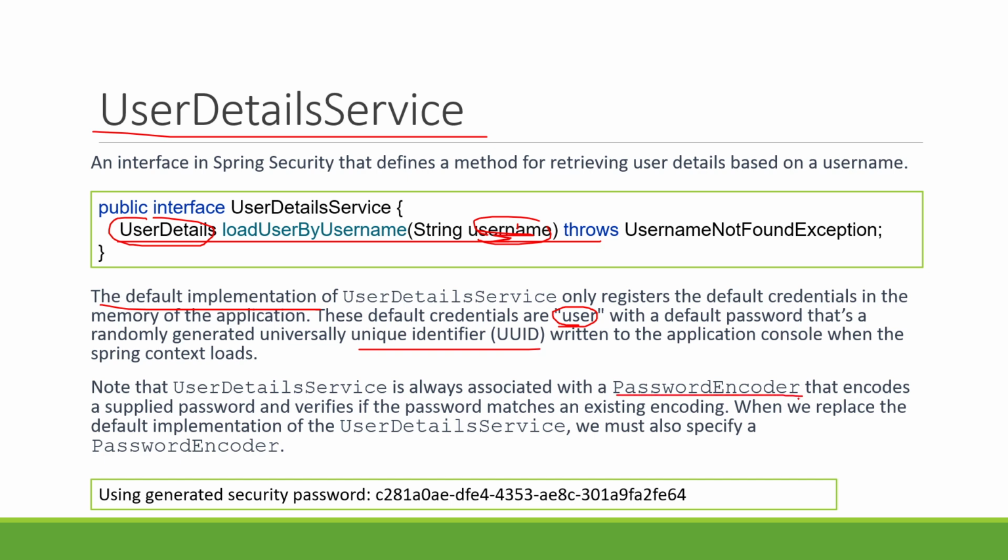You have to do that, because otherwise, how can I know how you encode the password, right? So the PasswordEncoder is used to verify if a password matches an existing encoding. When we replace the default implementation of UserDetailsService, we must specify a PasswordEncoder. And this is one copy which generated the security password in the console, which is a UUID. Okay, and we'll deal with UserDetailsService later. The last demo, which is also AuthenticationProvider.